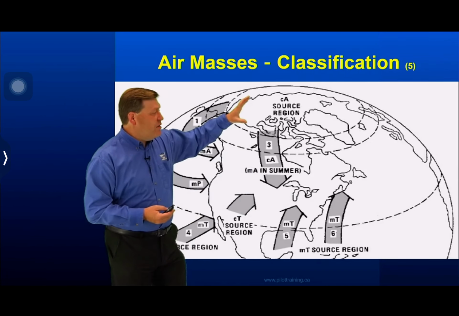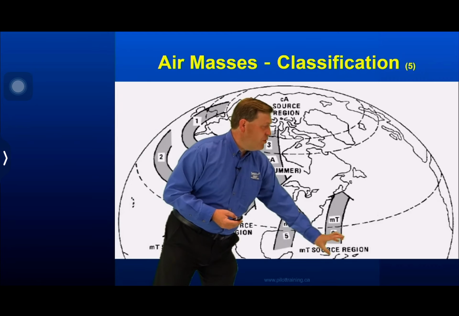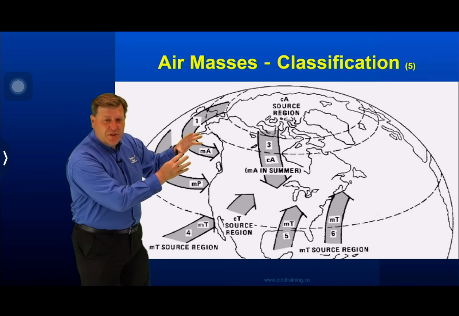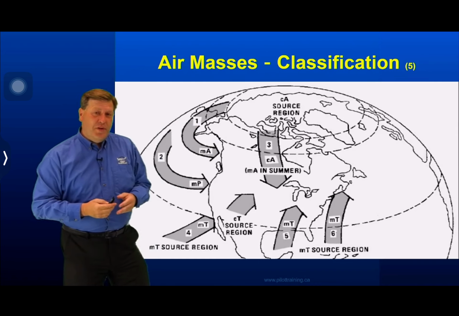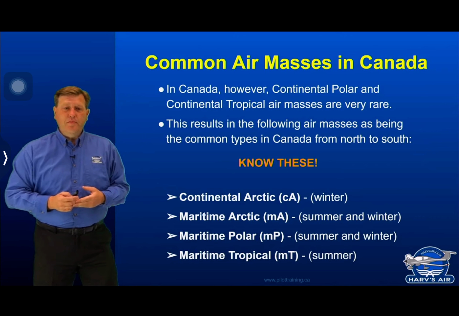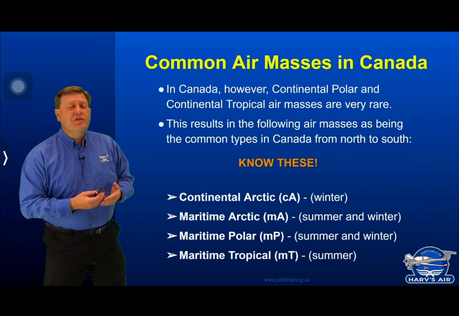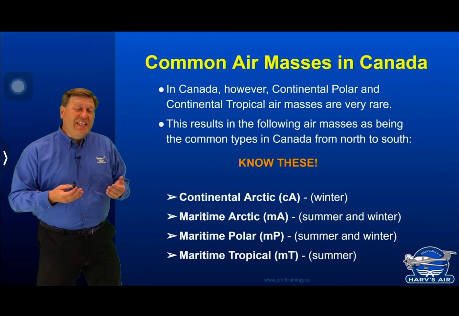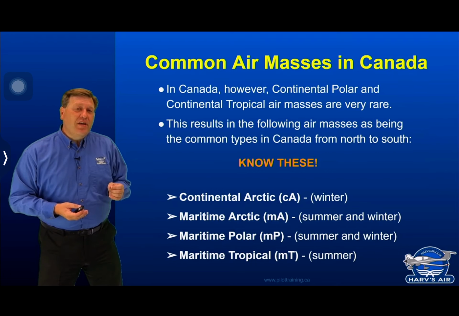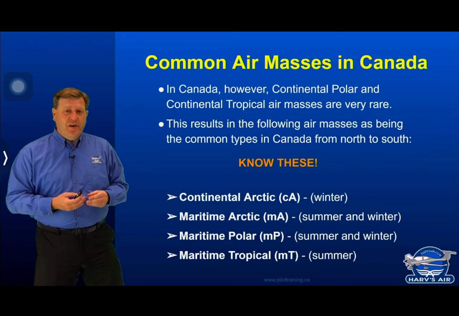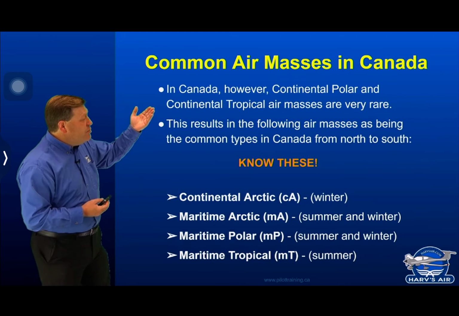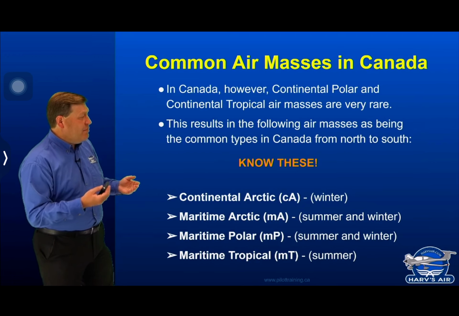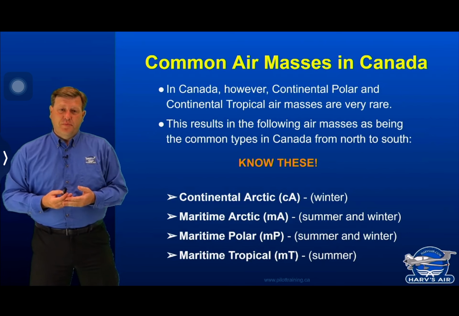And you can see their large source regions. And then you can also see the typical motions that they will make when they start to move a little bit. In Canada, I know just a few moments ago we listed 6 air masses. However, in Canada, there are really only 4 main types of air masses. Continental polar, and, as I pointed out earlier, continental tropical air masses are very rare.